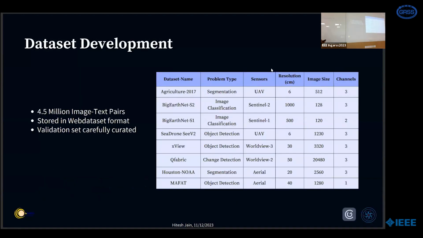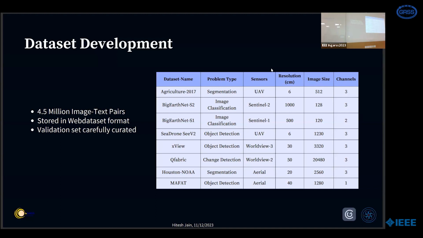Talking about the dataset development, we have chosen datasets from different remote sensing contexts, problem types, sensors, resolutions, image sizes, and channels. These are the datasets that we have used: Agriculture 2017, BigEarthNet S2, S1, C-Drone, CV2, XView, QFabric, Hossain Nova, and Mafat.